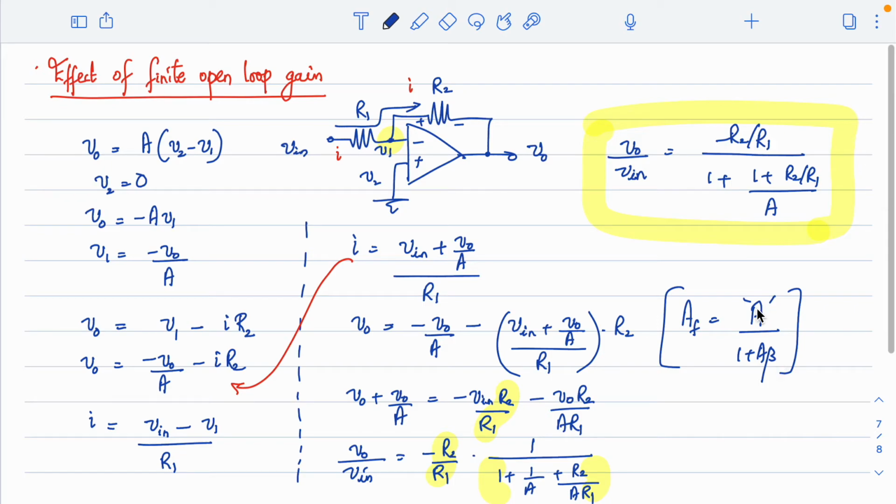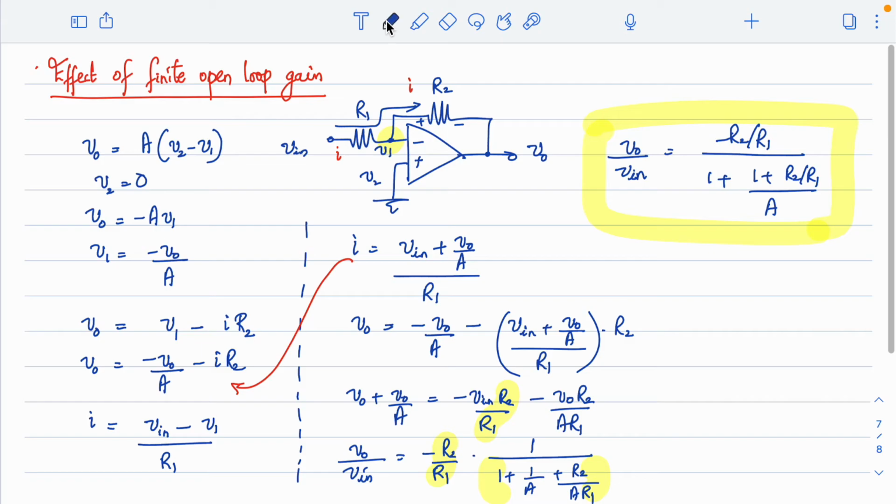Now if your A is infinite, you can actually approximate this further, and you can write your closed loop gain as 1 by beta, which is the reciprocal of your feedback factor, right? So it is not like in general we say that closed loop gain means always A is infinity. It is not like that. We have to specify whether your open loop gain is infinity or not. That has to be mentioned. Otherwise, we can say that, okay, assuming that your open loop gain is infinity, your closed loop gain is equal to 1 by beta. All right, so this is what the expression is.